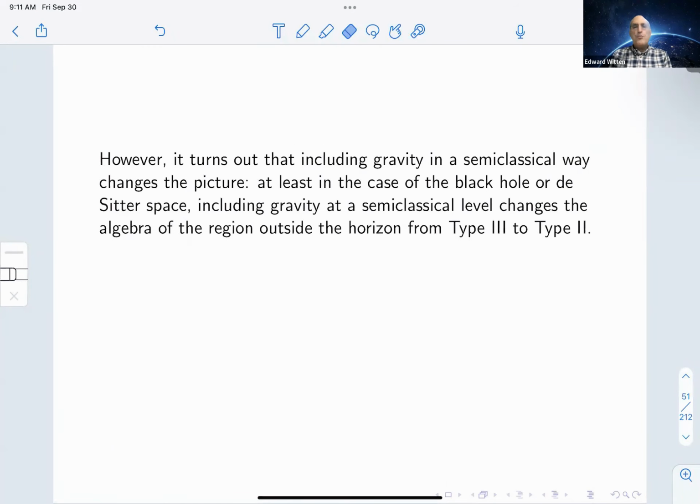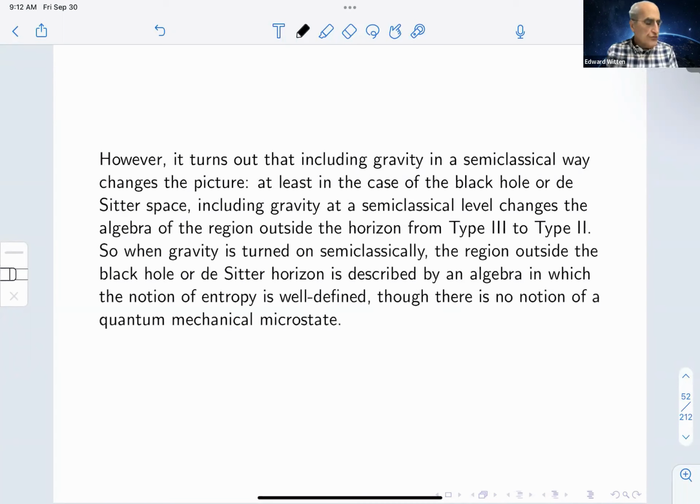However, and this is the main point of my talk, including gravity in a semi-classical way changes the picture. At least in the case of the black hole or de Sitter space, including gravity semi-classically changes the algebra from type 3 to type 2. So turning on gravity, even in the limit that Newton's constant is arbitrarily small, will give us a type 2 algebra where density matrices and entropies are meaningful notions.